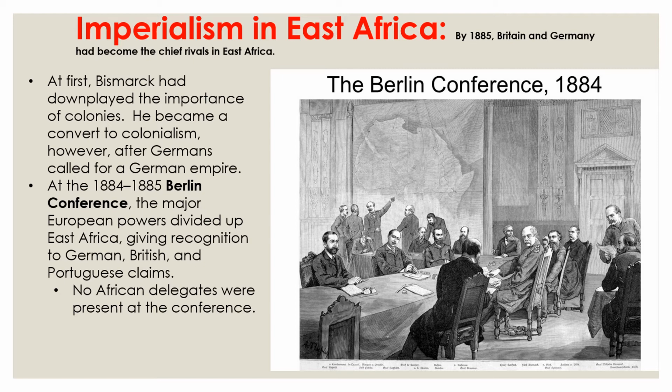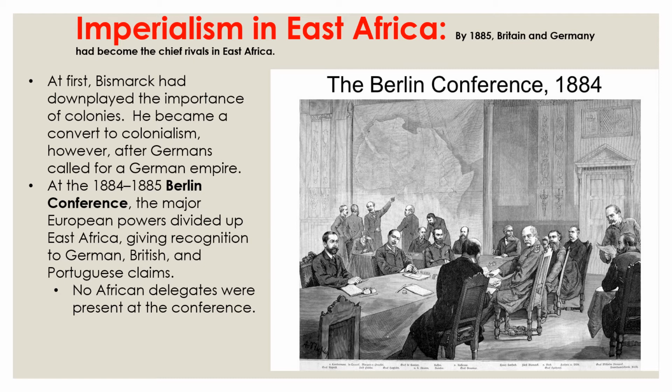Bismarck, being the brilliant politician that he was, tried to negotiate a way to get Germany some prime real estate in Africa by calling the Berlin Conference of 1884-85. This was where he invited all of the major European powers to come, and they would basically take a map of Africa and they would determine who would get what territory, dividing it up, giving recognition to the German desire to take territories in East Africa, as well as the British territories that already existed there, and the Portuguese claims of territories along the coastline that they had had for years.